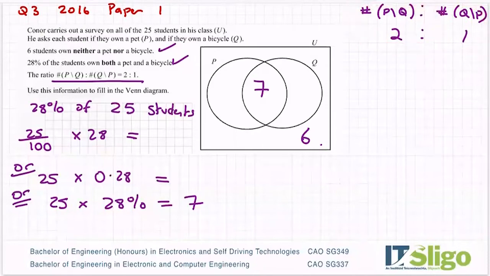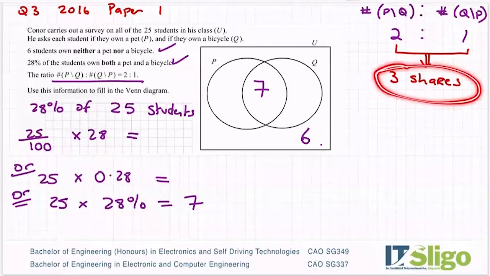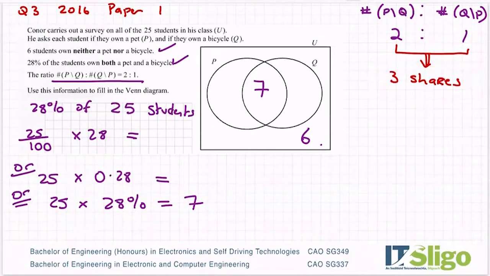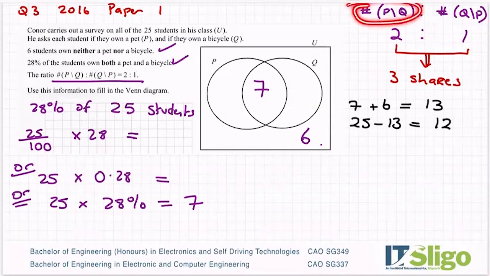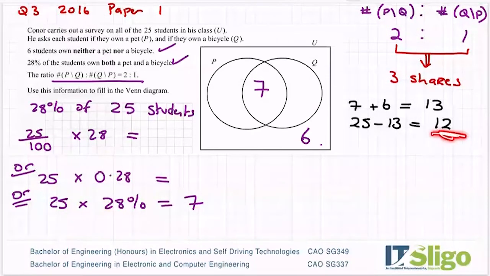Okay, so how do we do it? Well, I look at the 2 combined and between the two of them, that's 3 shares, okay? So what are we sharing? How many students are left for this area and this area? Well, we know we've 25 in total, and we know we have 7 that have both and 6 that have neither. So 6 and 7, that's 13. So 25 minus 13 is equal to 12. So these two regions between them have 12 students in them. That's all the students that's left.